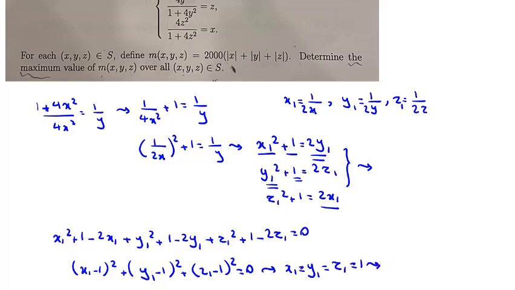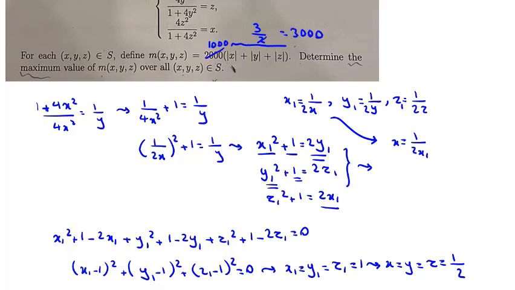So here we know x is what? x is 1 over 2x1. Because x1 is 1, we can say x equals y equals z equals 1 over 2. Now if we add all of them, 1 over 2 plus 1 over 2 plus 1 over 2 will be 3 over 2. And if we multiply by 2000, it will be 3000.